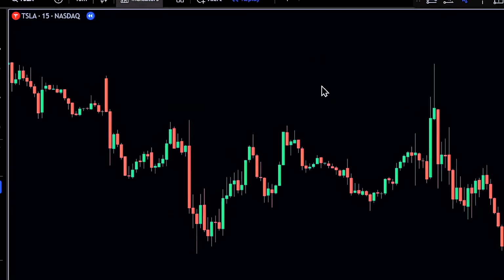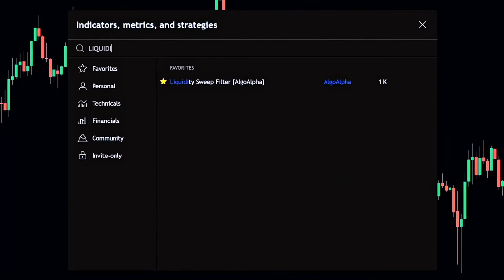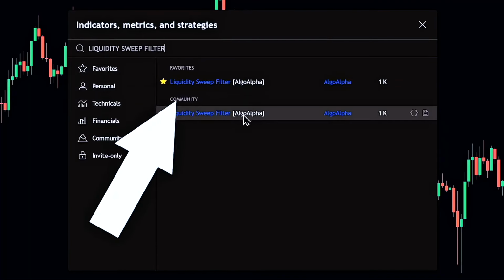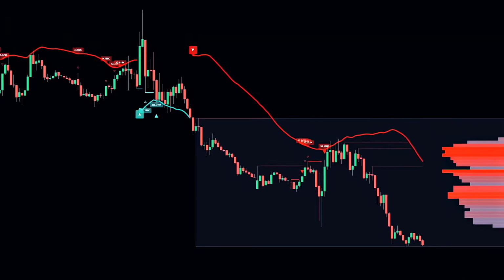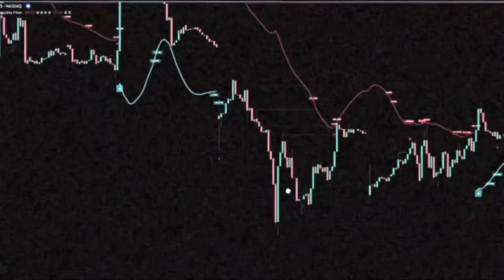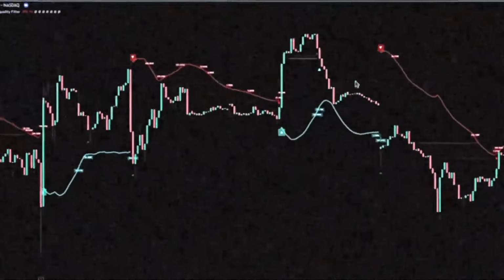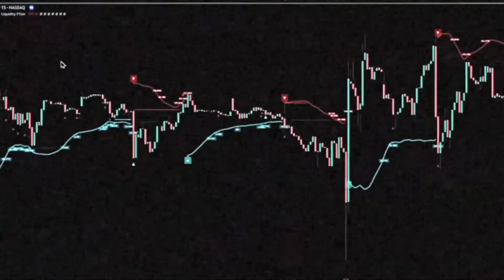Once you're on TradingView, click the Indicators tab, search for Liquidity Sweep Filter by Algo Alpha, and add it to your chart. Boom! There it is, the liquidity sweep filter, a game changer for spotting those moments when the market triggers a flood of orders. So, what's a liquidity sweep?